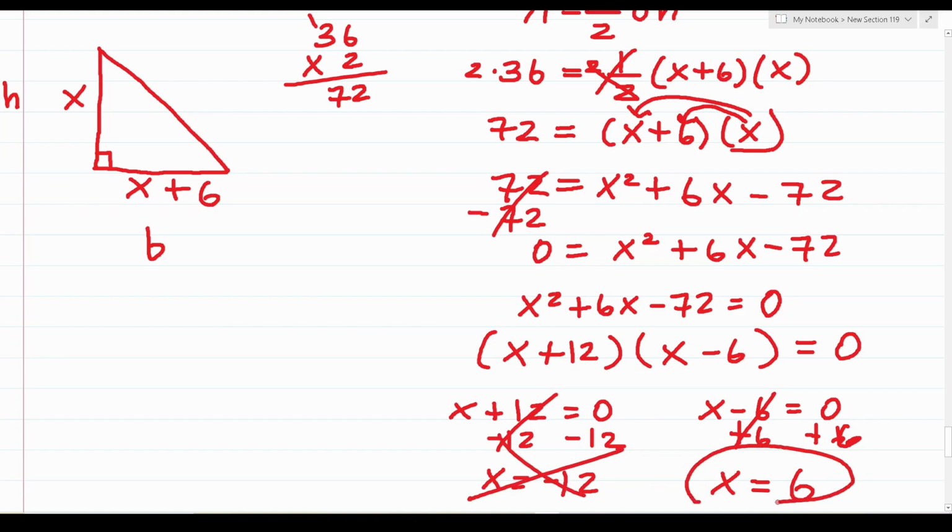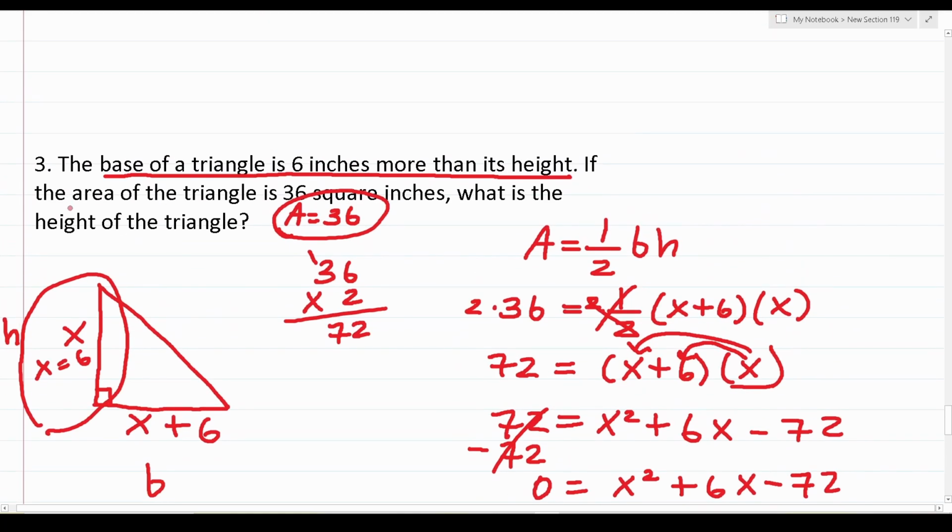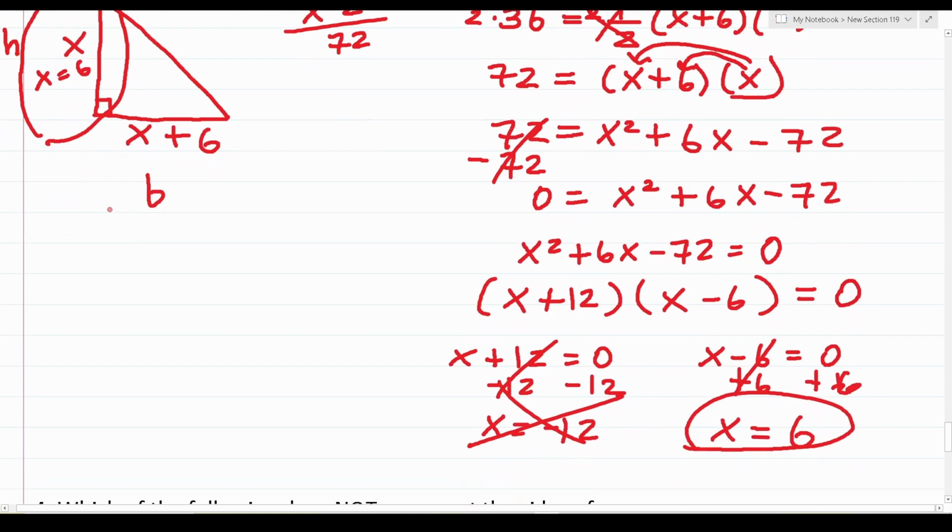So we know x in this case is going to be 6. So x is 6. And of course, we can see that x corresponds to the height of this triangle. So that is that one.